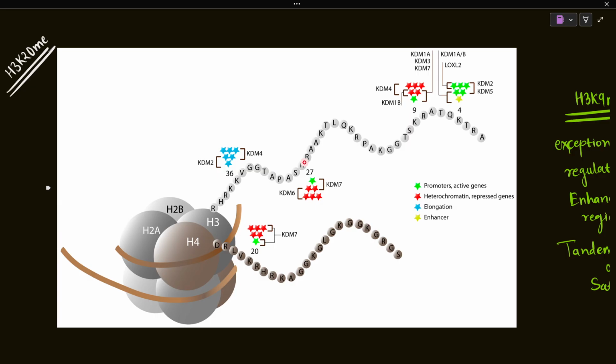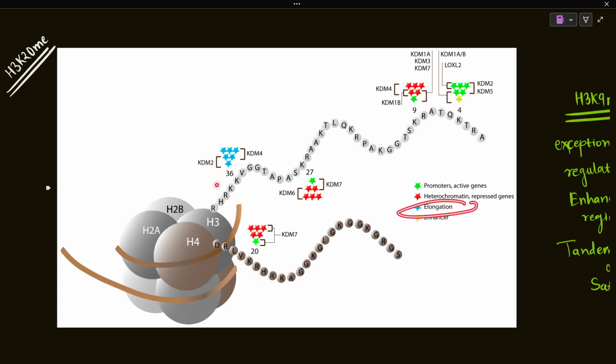So H3K27 is also related to heterochromatin or repressed genes, but again there's an exception to this rule: it can be present at the promoters of active genes. So this is an exception, okay? Then the K36 methylation, we learned that this is a very important and distinct mark because it is related to transcription elongation. Then there is H4K20 methylation. It is also a repressive mark associated with heterochromatin, and there's an exception also.